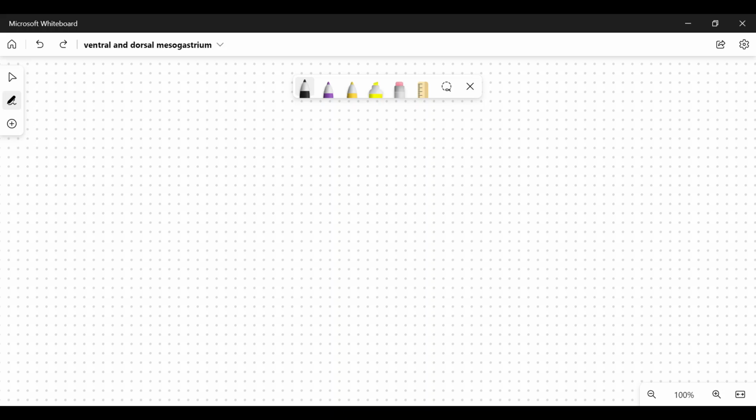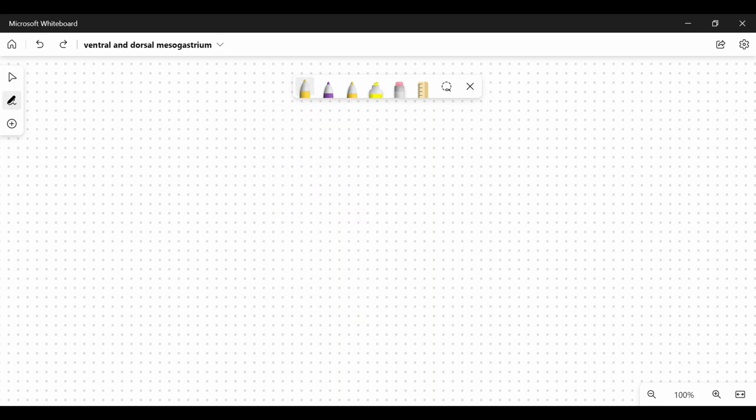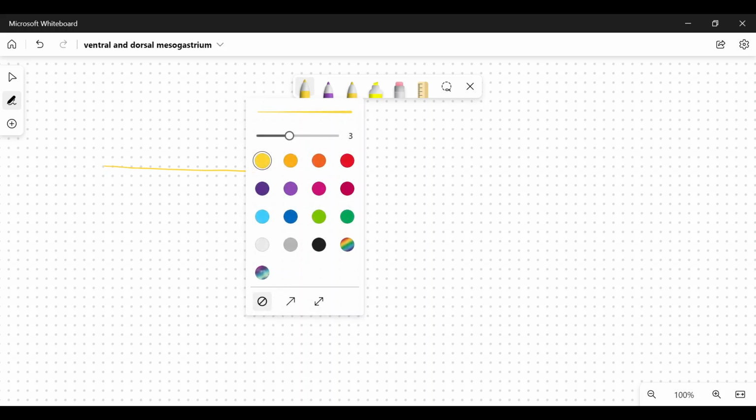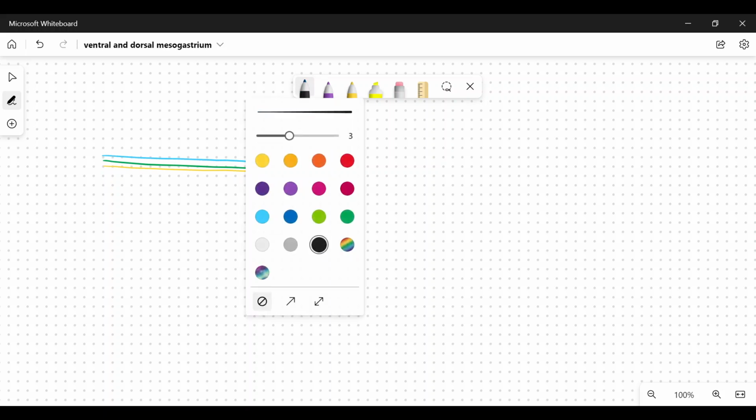Okay, so today we will be talking about the development of the ventral and dorsal mesogastrium. Now, first of all, if we recollect the general embryology, we had done that the embryonic disc, when it has not yet folded, consists of three layers. The innermost or ventral one is the endoderm. Then there is, let's give it a green color, the mesoderm, and then the overlying one is the ectoderm.